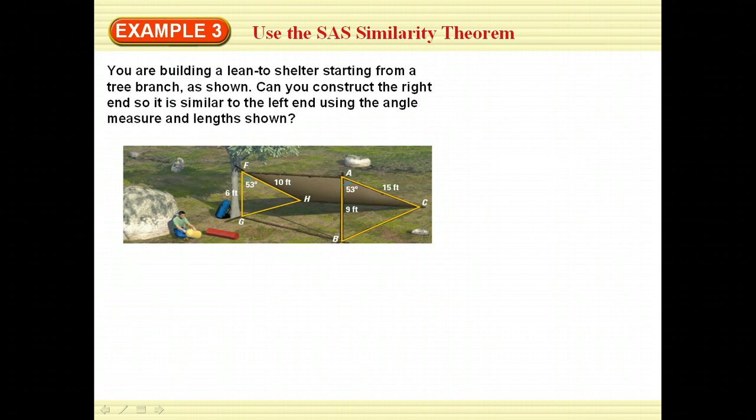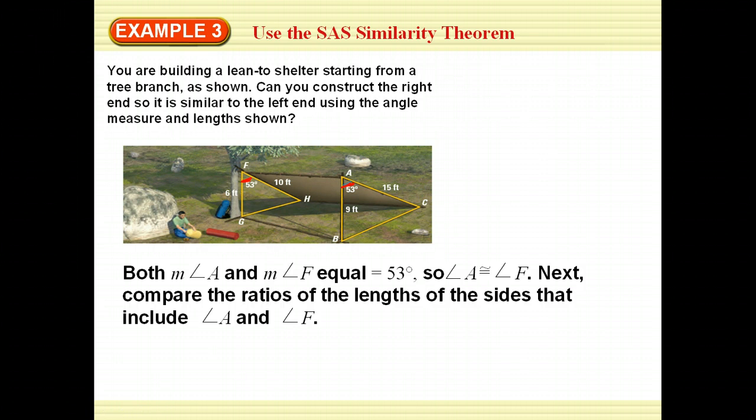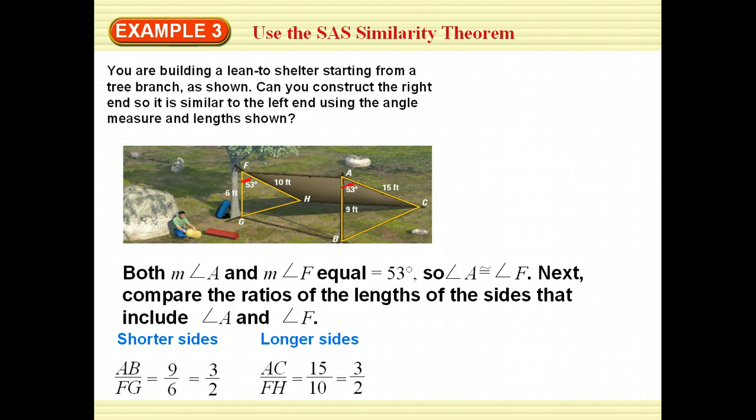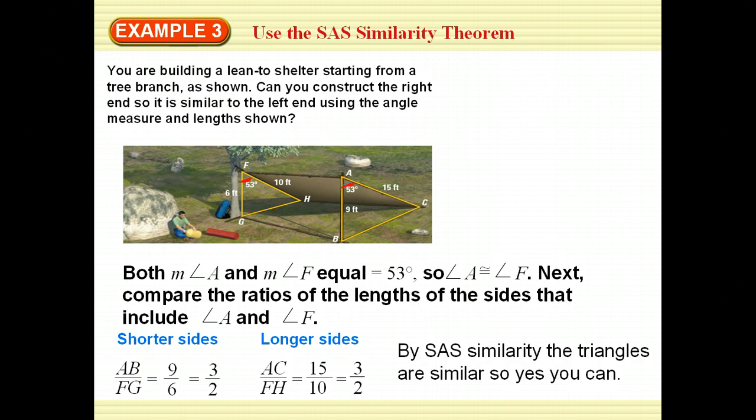This says that we're building a lean-to shelter from a tree branch as shown. Can you construct the right end so it's similar to the left using the angle and lengths shown in the diagram? Well, we can clearly see here that 53 is marked congruent with 53, so we have our angles. So we automatically know that A is congruent to F. So now we need the included sides. If I look at AB and FG, I have 9 to 6, which is 3 to 2. So I'll look at AC and FH, I have 15 to 10, which is also 3 to 2. So yes, by side angle side similarity, we can do that.